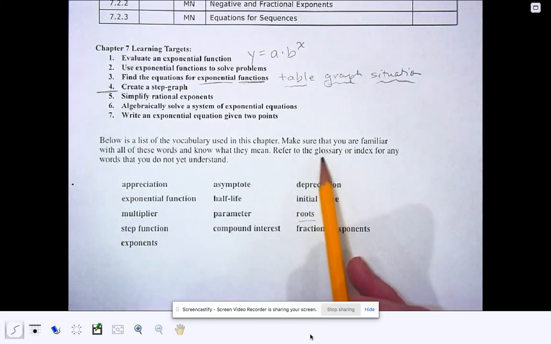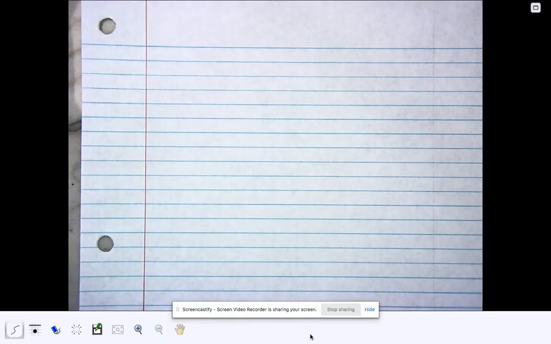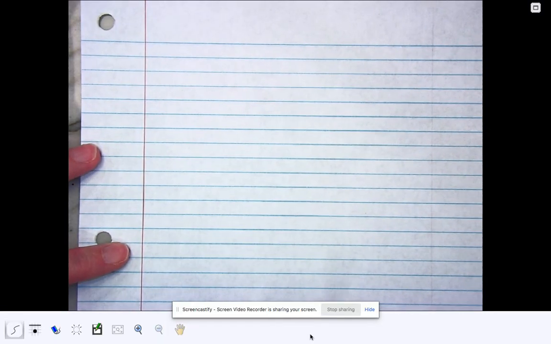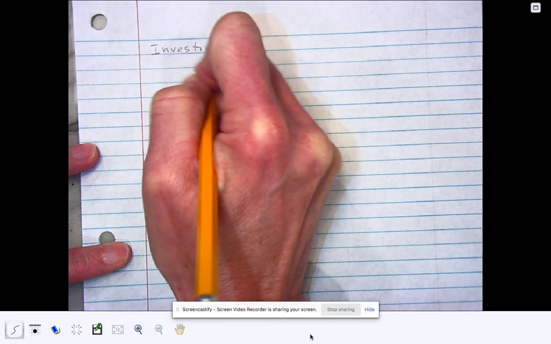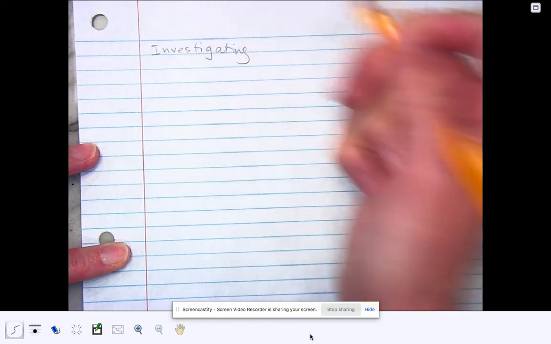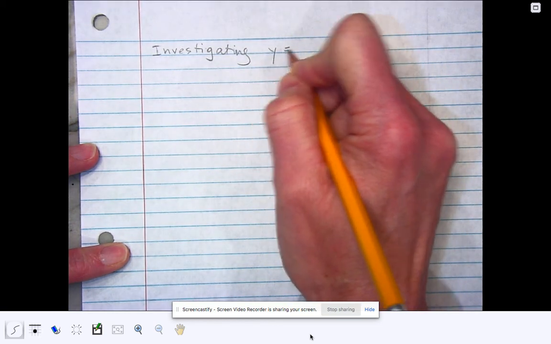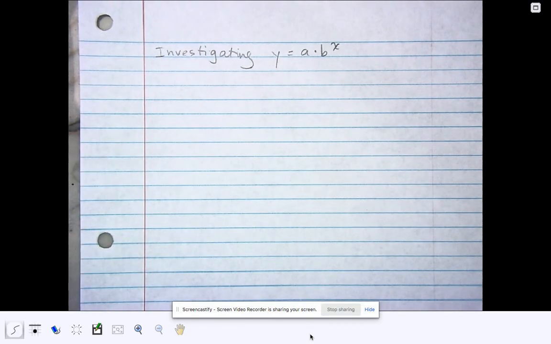Again, these are in the glossary of your book if you wanted to go into more detail on what any of those things are. All right, so then you need to take some notes on this next part. Can you guys go ahead and entitle this part Investigating y equals a times b to the x. That's how we kind of started this whole unit.